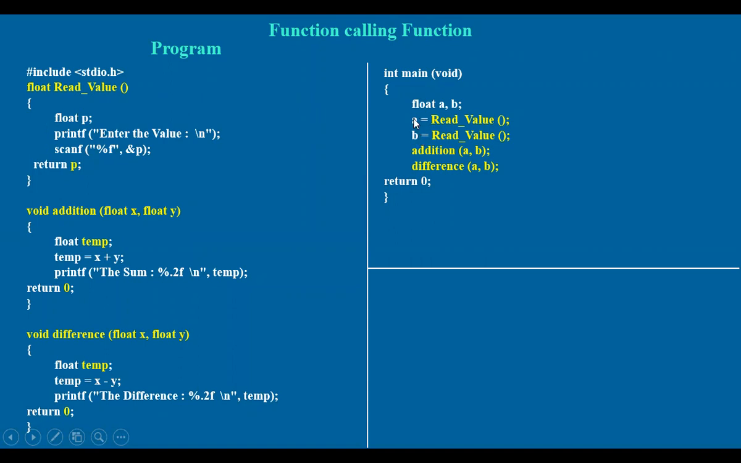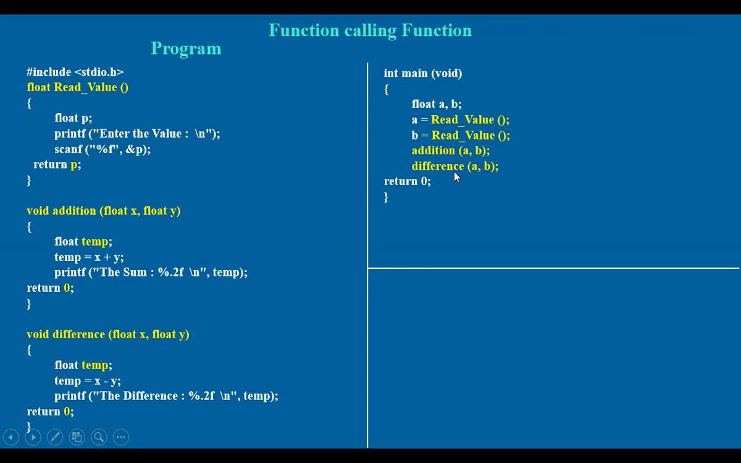After getting these values, we are passing them on to the function called addition. Now A and B got the values here. When it is activated, it gives the values of A and B, that is inside X and Y, of course. That means we already got the X and Y values. That's why it is able to directly add these two values and get the sum. Okay.